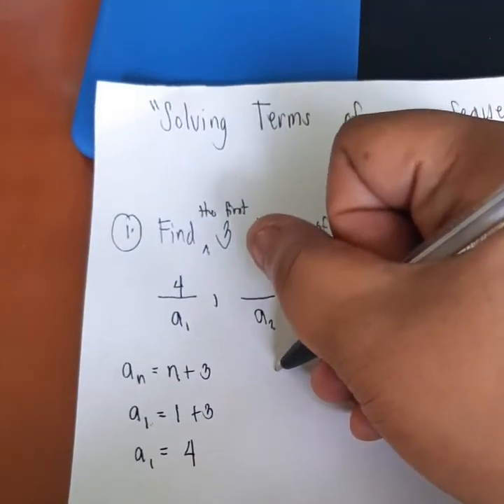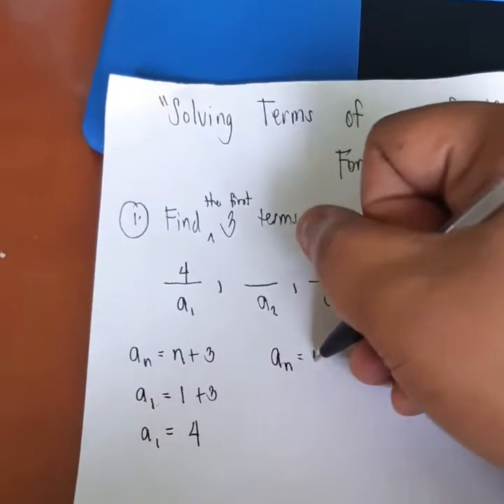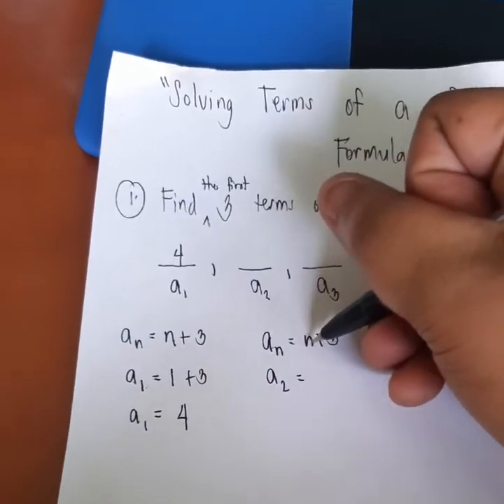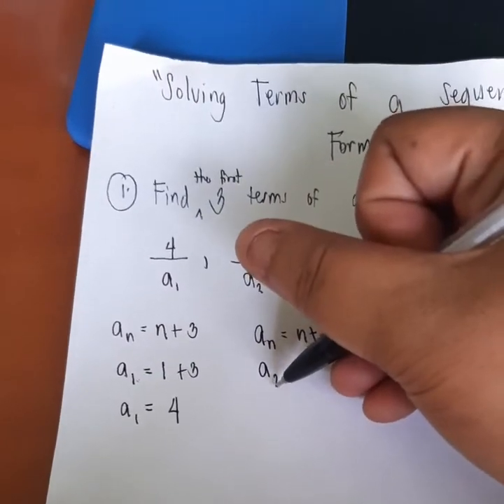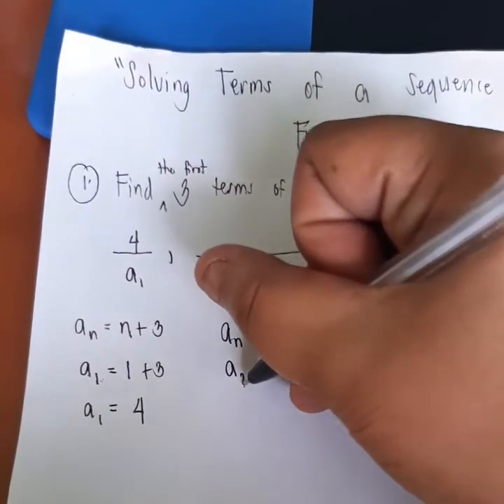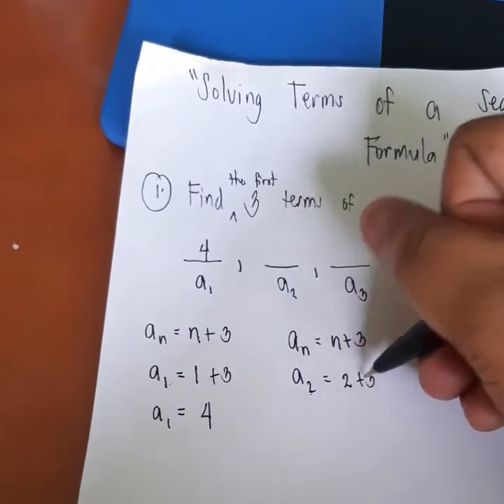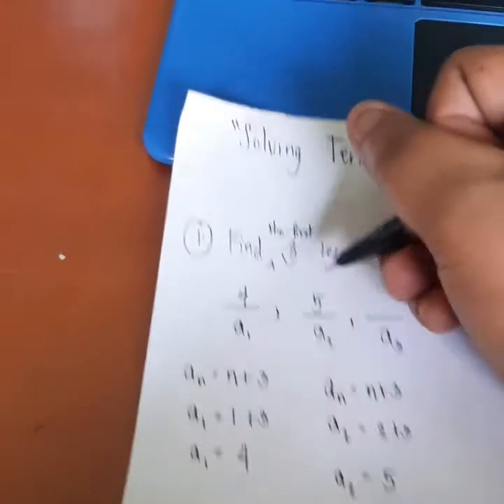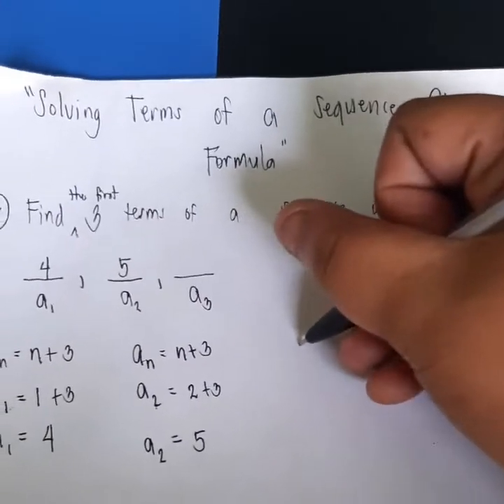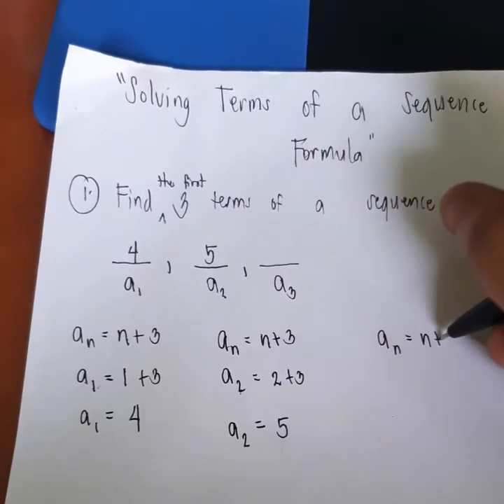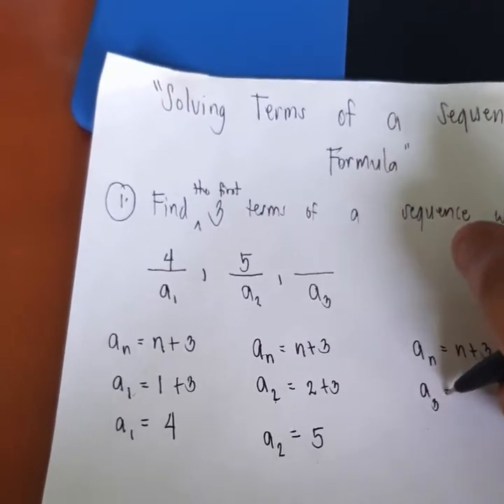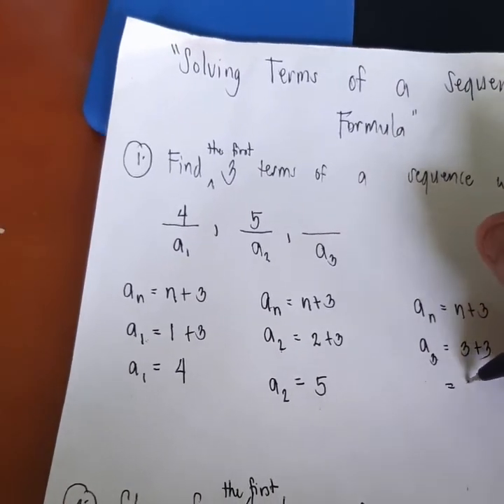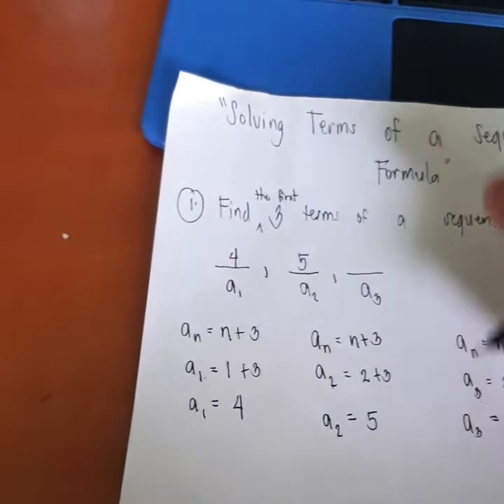Next, let's have your a sub 2. So you start with the given formula. Your a sub 2 is just equal to, again, what will be the value of your n? It is the number in the subscript. So that will be your 2 plus 3. And it is just equal to 5. This will be your second term. And for your a sub 3, or for the third term, still you just copy the given formula and substitute, and your n is just equal to 3 plus 3, and the answer is just equal to 6. That will be your third term.